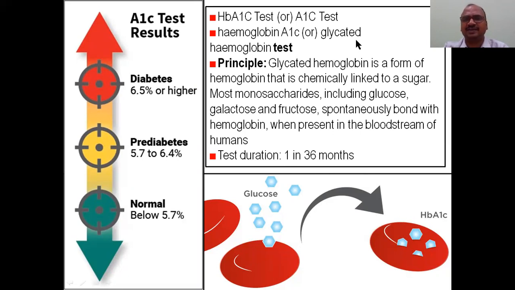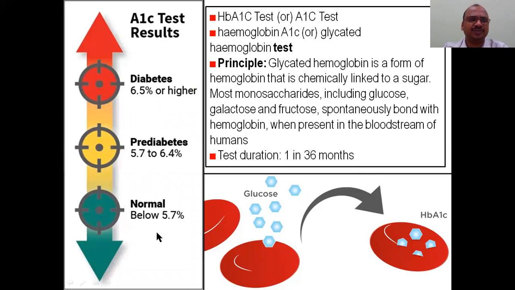So the hemoglobin A1C test is the glycated hemoglobin test. The principle is that glycated hemoglobin is a form of hemoglobin. This is called glycated hemoglobin. This hemoglobin they will find. The higher the glucose level, the higher this value. Instead of taking a blood sugar level, these are the values for this A1C test.